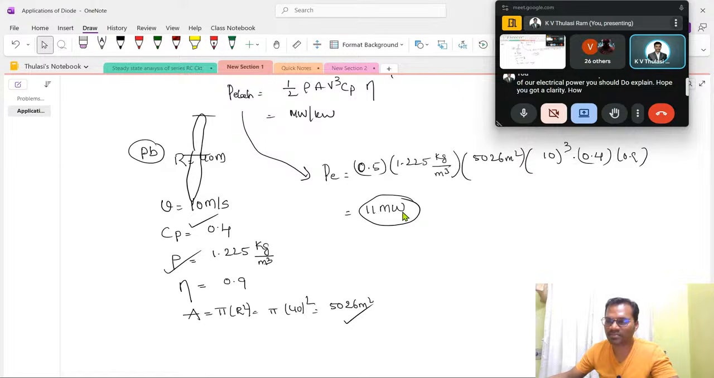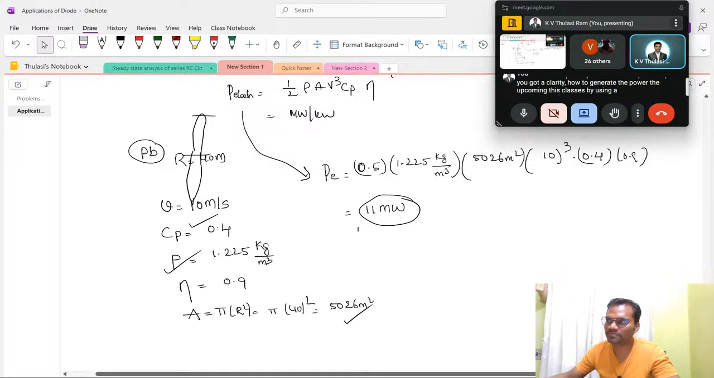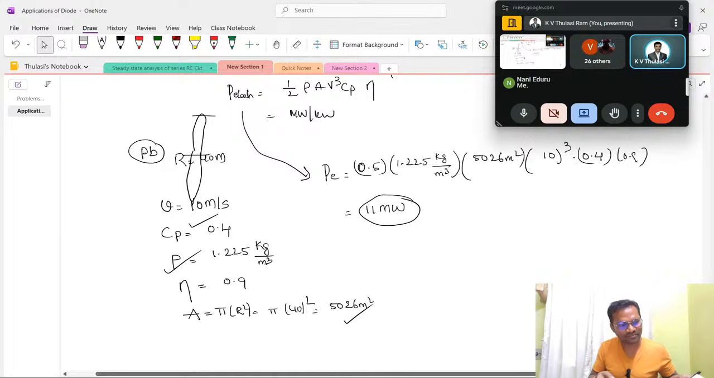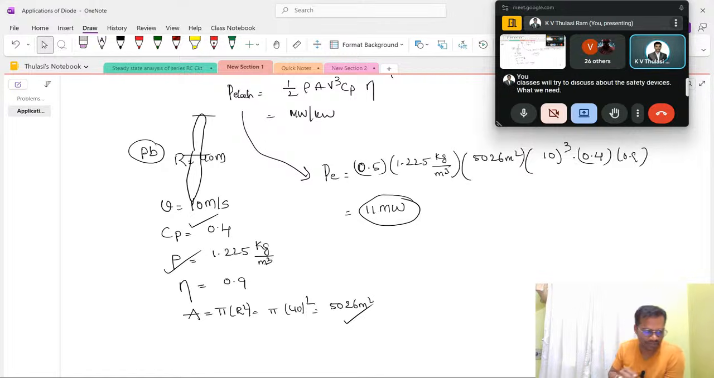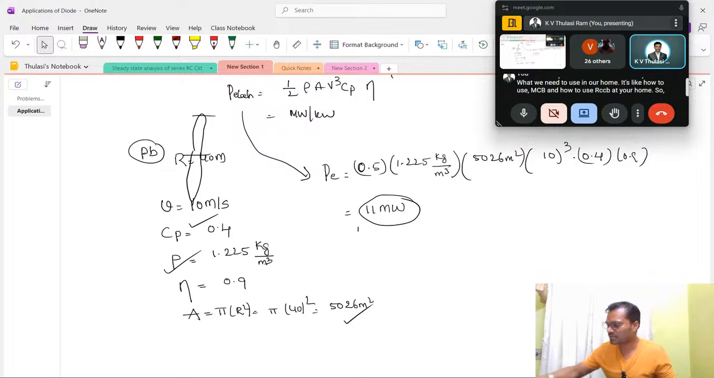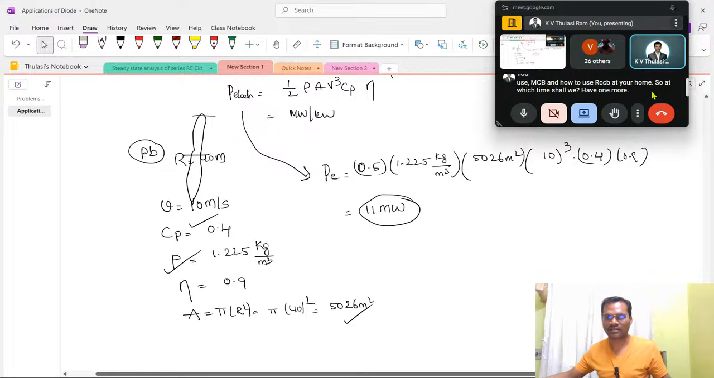In the upcoming classes we will discuss how to generate power using wind energy, solar energy as well as nuclear. We will also discuss the safety devices we need to use in our home, like how to use MCB and RCCB at your home.